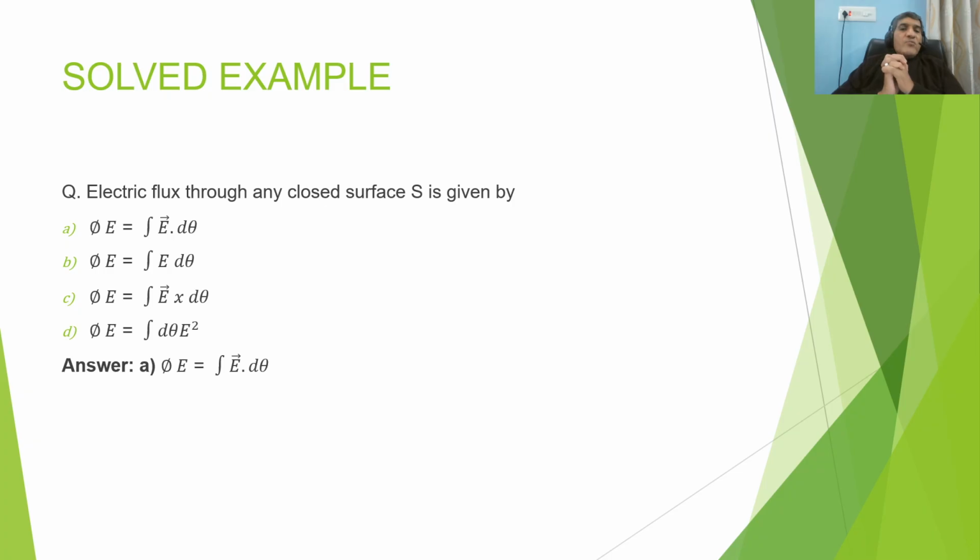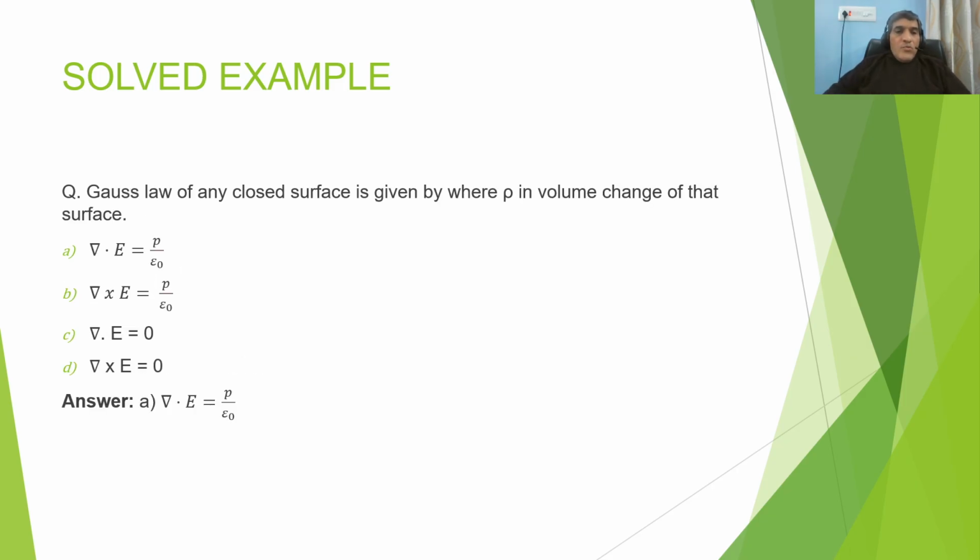Now, the electric flux through any closed surface S is given by, as you know very well, phi E equal to the integral of E dot dA. So option 1 is the correct answer. Next, Gauss law for any closed surface is given in terms of rho, the volume charge density. This is again the differential form of the Gauss law which we have discussed: del dot E equal to rho upon epsilon naught. This is the right expression for the differential form of Gauss law. Note that this dot is the scalar product.